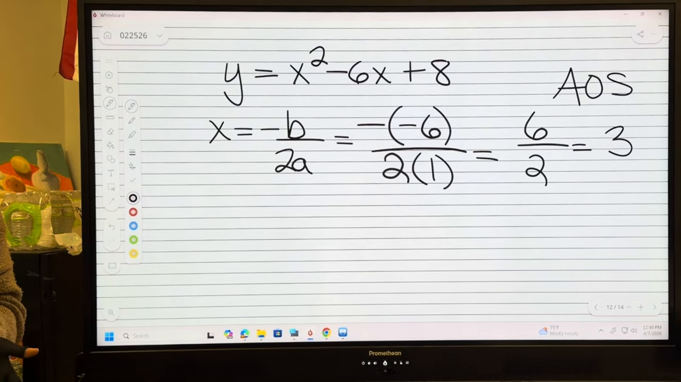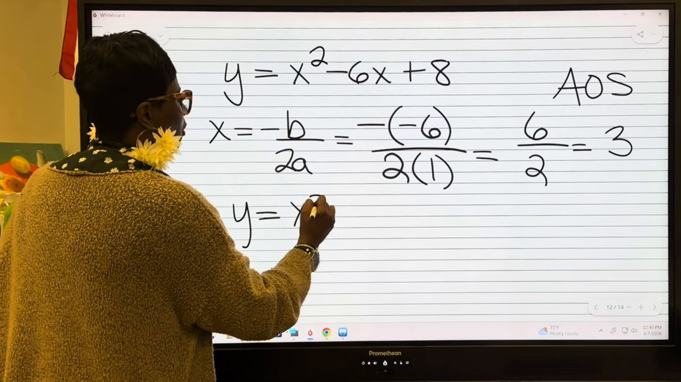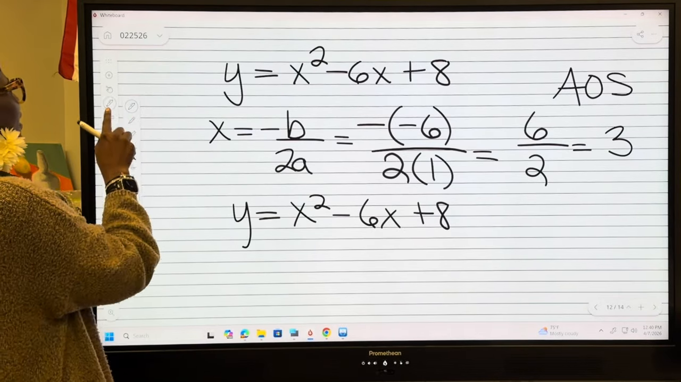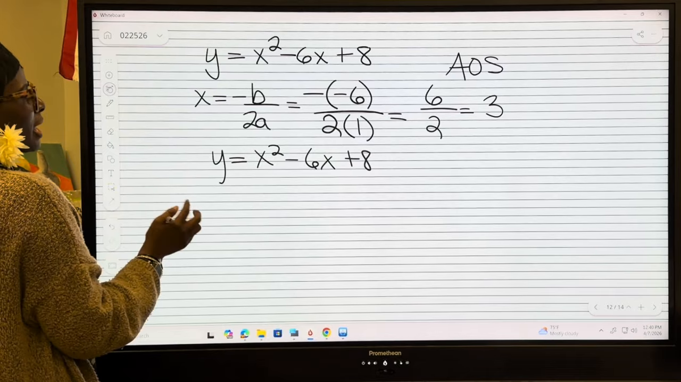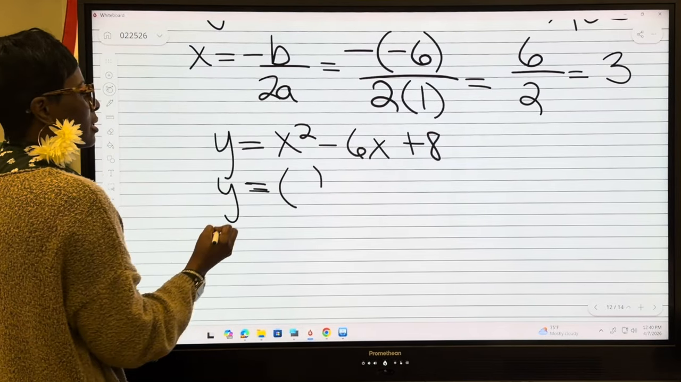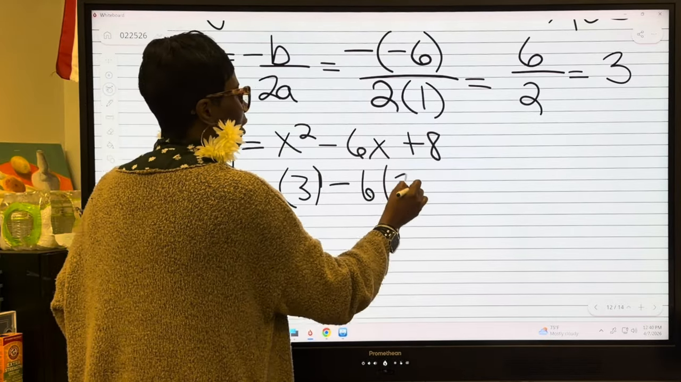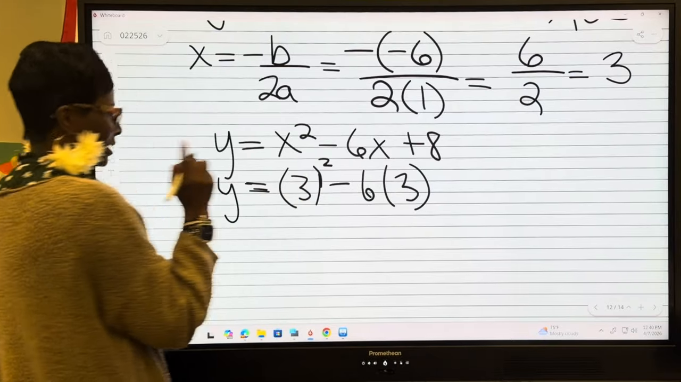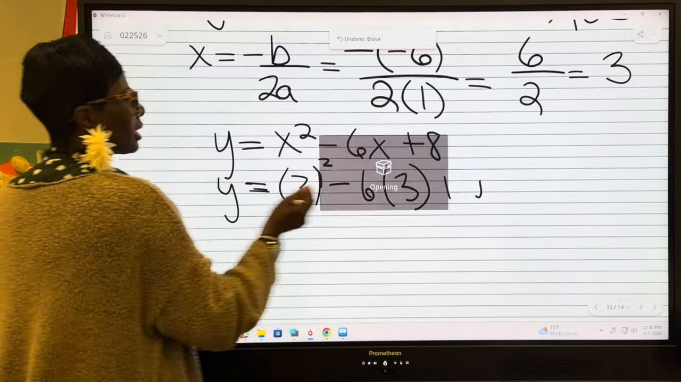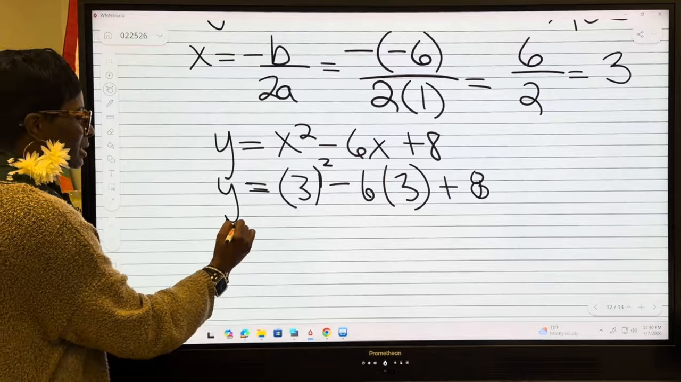Now I need the y. Plug it in. That's always the answer. You got an x, plug it in, get the y. If you got a y, plug it in, get the x. All right, so now let's plug in. And I'm going to have y equals, in parentheses what? 3, squared, minus 6 times what? 3. Don't forget that. It's very easy to forget. Plus 8.